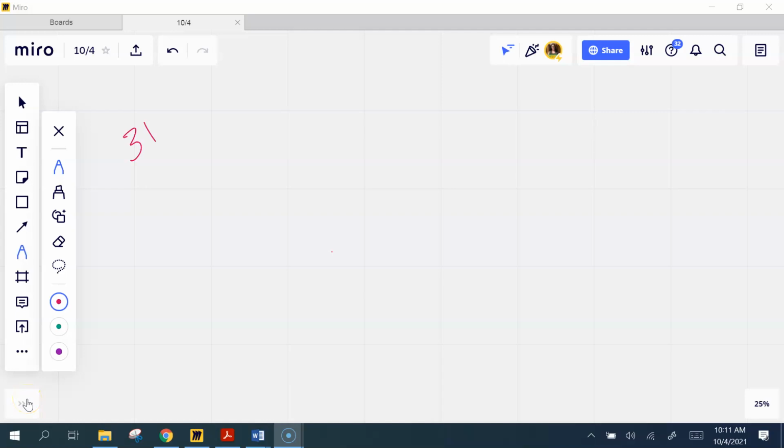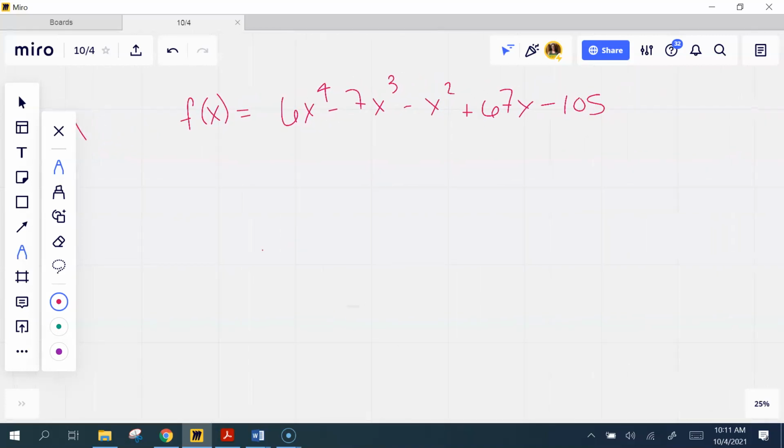Find all zeros and write the linear factorization. So f of x equals 6x to the fourth minus 7x cubed minus x squared plus 67x minus 105. Now I have to do PRZs here. And if I were doing PRZs here, I would probably graph it and try to find one to start. That would be a good start. Did anybody find one?